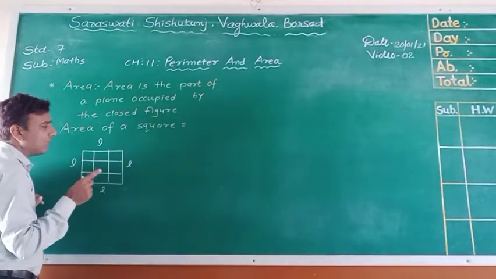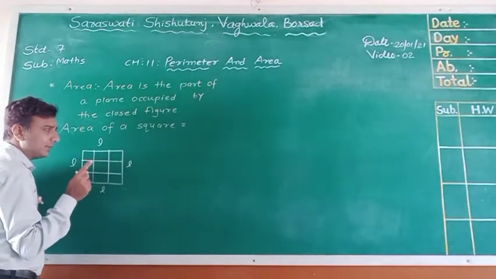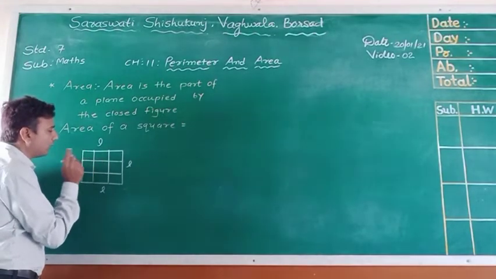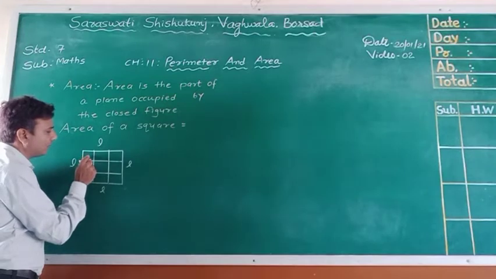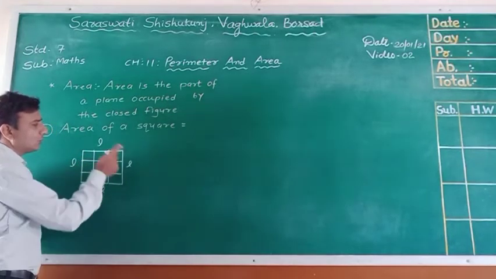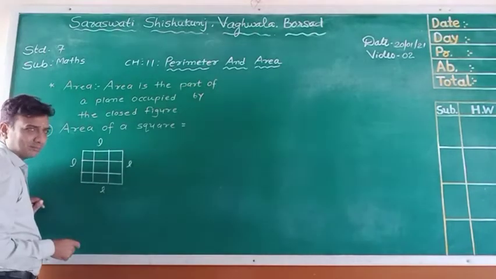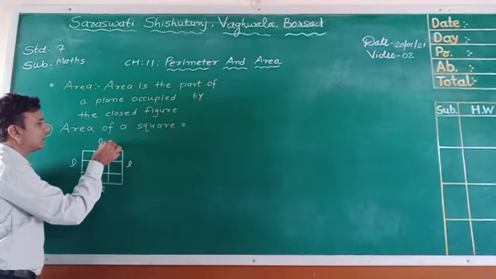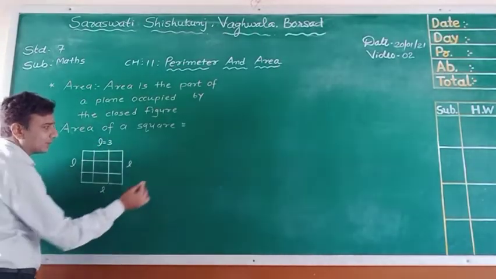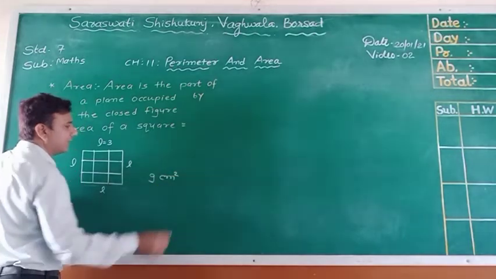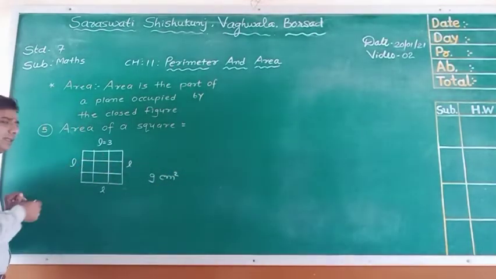So if I want to find its area, then simply I have to count all these blocks. How many blocks are here? 1, 2, 3, 4, 5, 6, 7, 8, 9. So the area of this square is 9 centimeters square. What? 9 centimeters square. The area of this figure is 9 centimeters square.